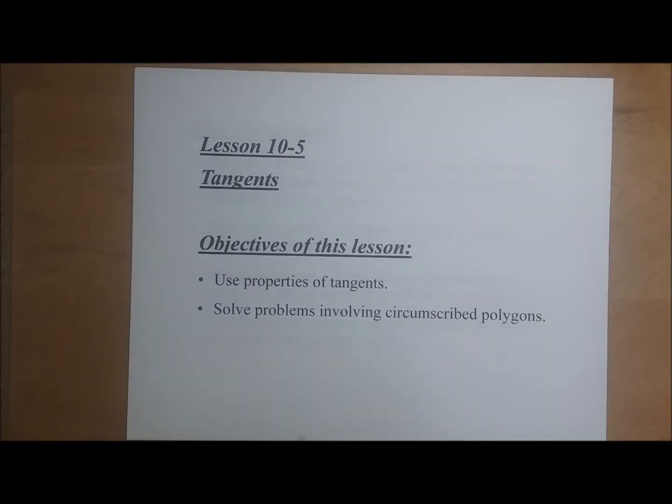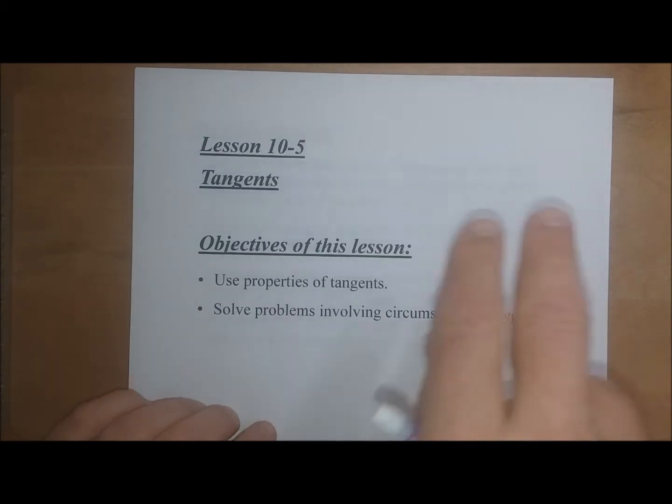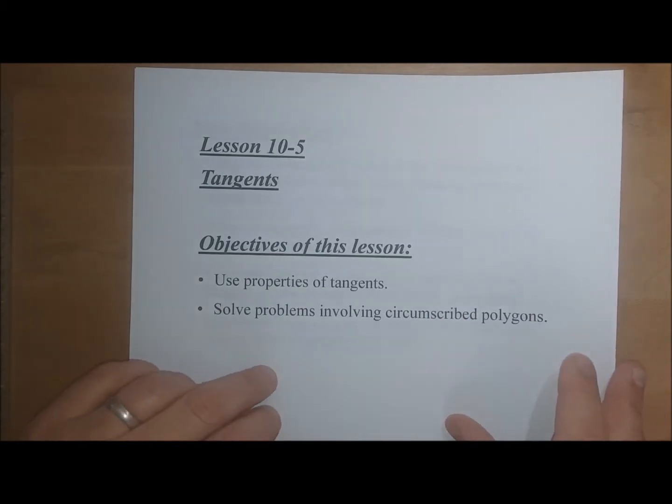All right, guys, let's tackle this next lesson, 10-5 on tangents. We're going to learn what tangents are. Then we're going to solve some circle problems using properties of tangents. In our last lesson, which was about inscribed angles, we worked with inscribed polygons. When we see the definition of a tangent, you're going to understand why we're now going to use them to solve problems involving circumscribed polygons around the outside of a circle.